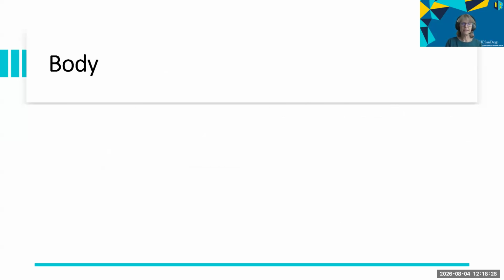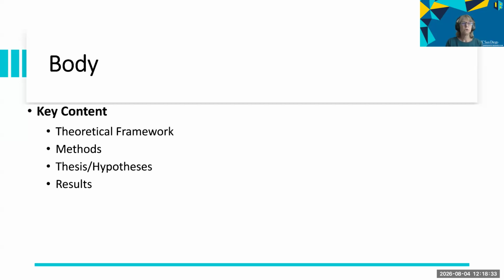Okay, and then you move into the body of your talk. So the key content, one of the things that you really want to spend a lot of time on is kind of these things listed here: theoretical framework, methods, thesis, hypotheses, and results. So you're going to be talking about the theoretical framework that kind of fits with the intro that we talked about. So you talk about what's already known in the literature, you narrow it down. Then you're talking about specifically what sort of theoretical framework you're using for this particular project.